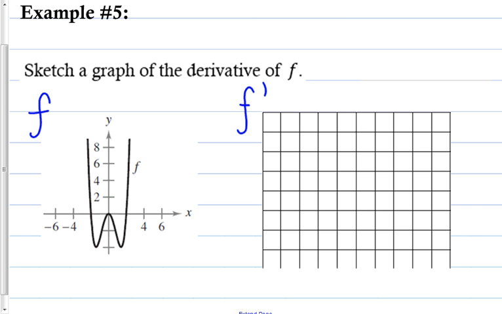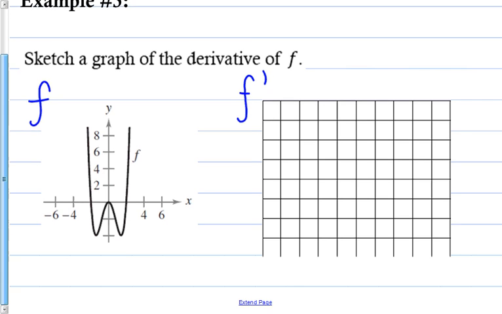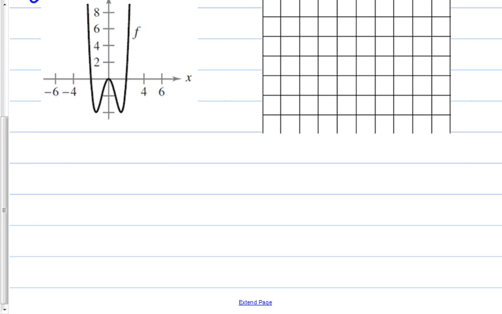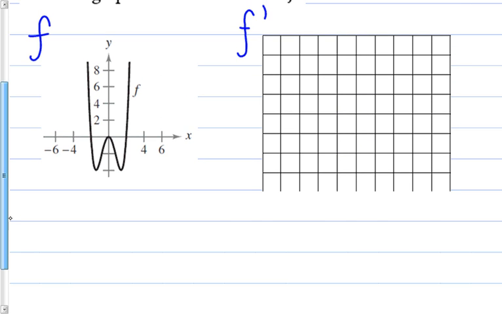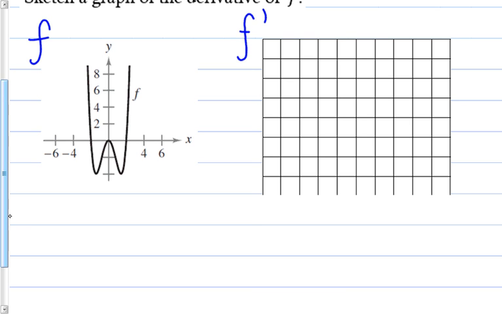So I'm going to use the original function to try to figure out what the derivative looks like. The most important thing to start off is with the critical values, or in other words, figure out where the mins and the maxes are from looking at the graph. So here I have a min, and here I have a min.